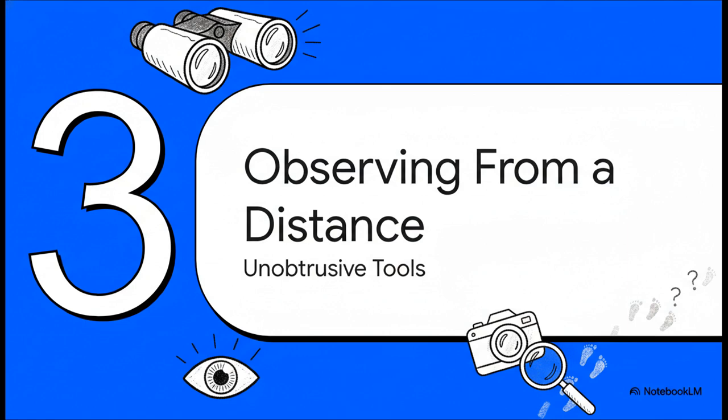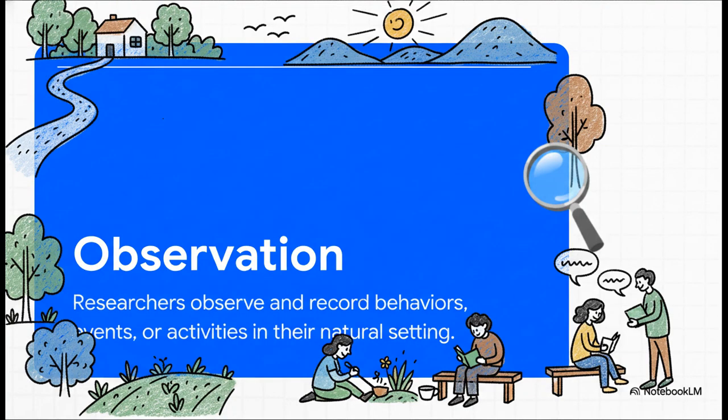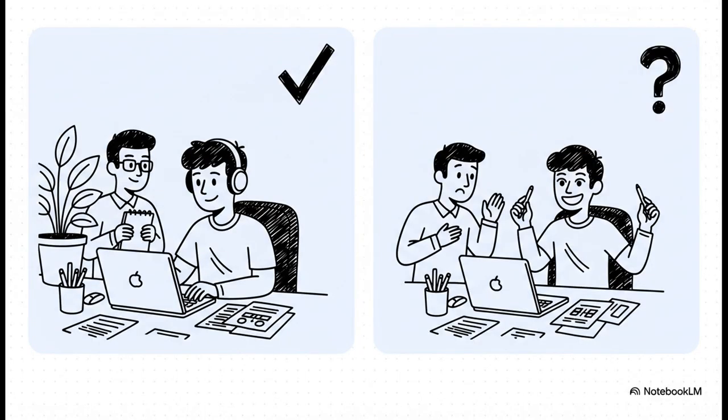And that brings us to our next set of tools, the ones for observation. The key phrase here is natural setting. Instead of pulling people into some sterile lab, you go to them. You watch how they behave in their own environment, which can give you these amazing insights you'd never get just by asking a question. And this really highlights the classic trade-off.